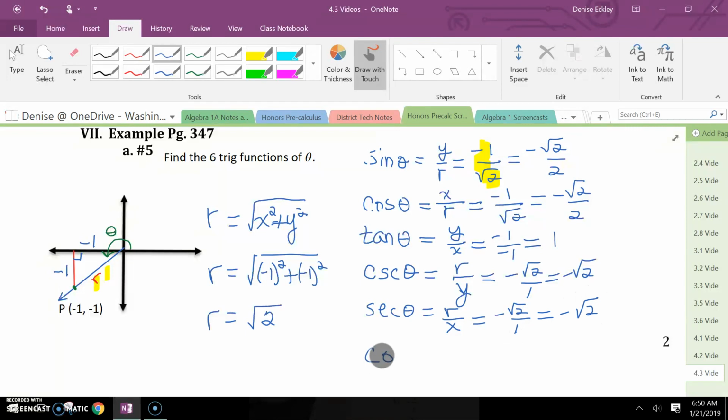And cotangent, our reciprocal function of tangent, is going to be x over y. And in this case, we'll have the exact same value as tangent because x and y are both -1, and we get 1.